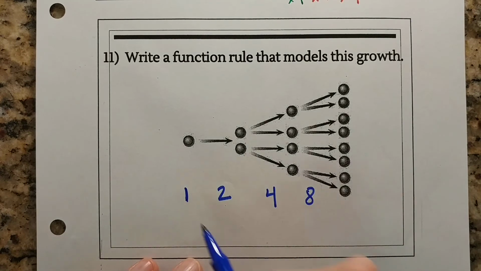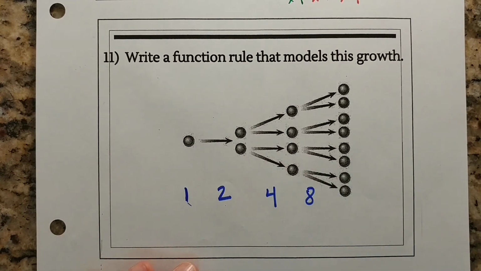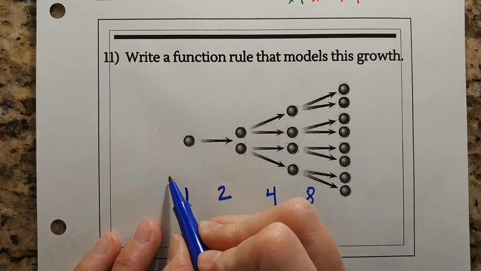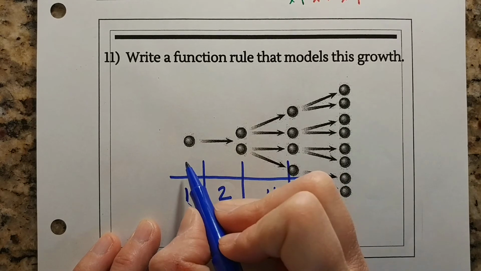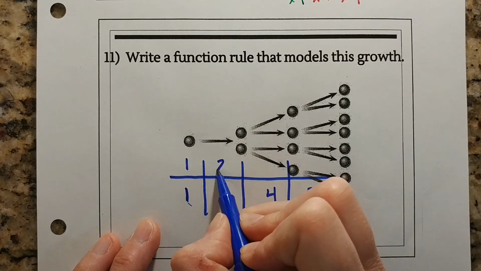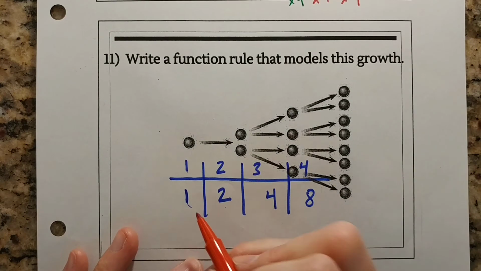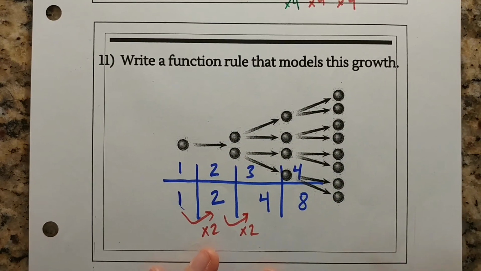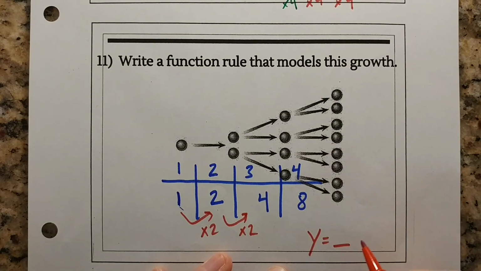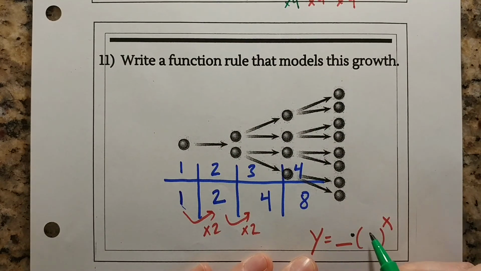Well, taking a look at the sequence, we jump from 1 to 2, from 2 to 4, and from 4 to 8. So it looks like that's doubling or multiplying by 2. I can make a table as well. Figure 1 has 1 circle. Figure 2, 3, and 4. I know my pattern is to double. So doubling or multiplying by 2 is geometric. So I'm getting my exponential function ready. If I'm doubling, I'm multiplying by 2.